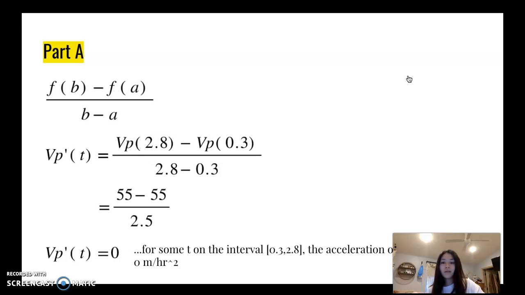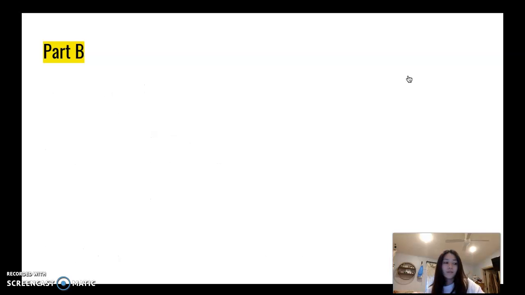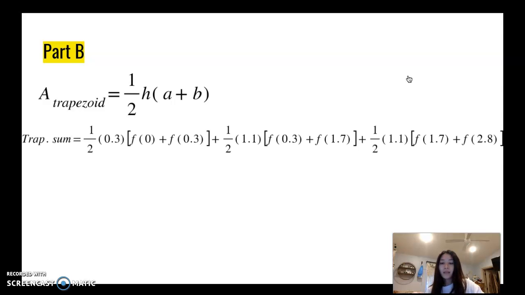For part B, we are finding the trapezoidal sum with 3 subintervals that are given to approximate the integral. So here's the area of a trapezoid, which is 1/2 height times a plus b. And here are the 3 subintervals. And what I did was I just added all the areas of the trapezoids from the 3 subintervals.